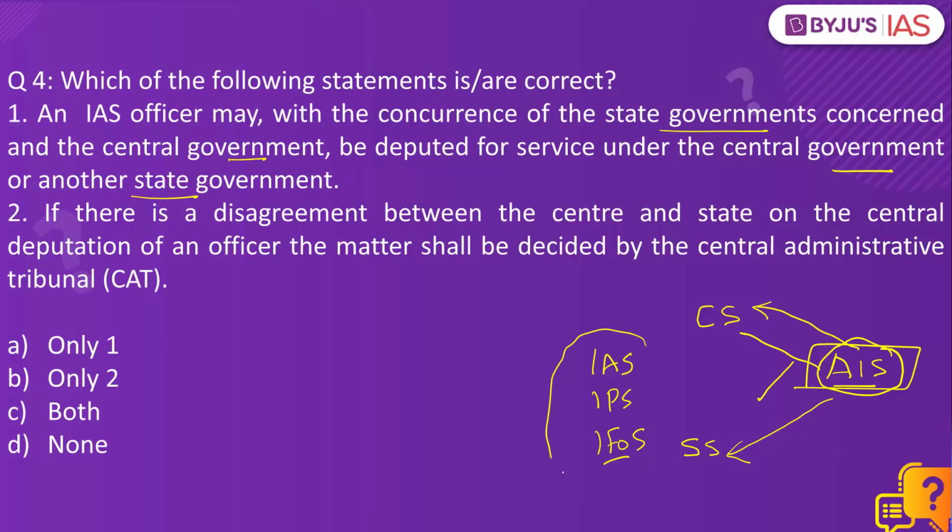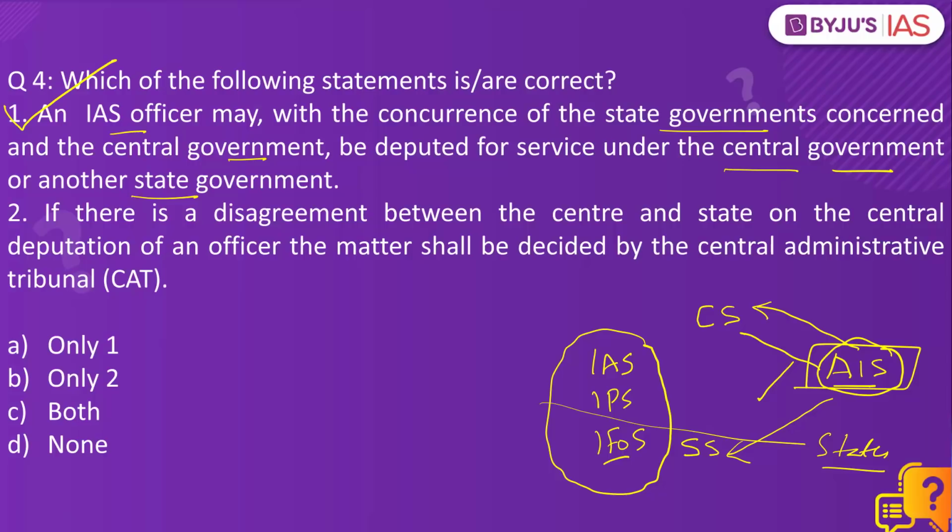These individuals are appointed by the center, trained by the center, recruited by the center, accountable to the center, but they work in the states. And the center can take the services of these officers on a well-defined deputation system. So an IAS officer may, with the concurrence of the state governments concerned, be deputed for service under the central government or another state government.